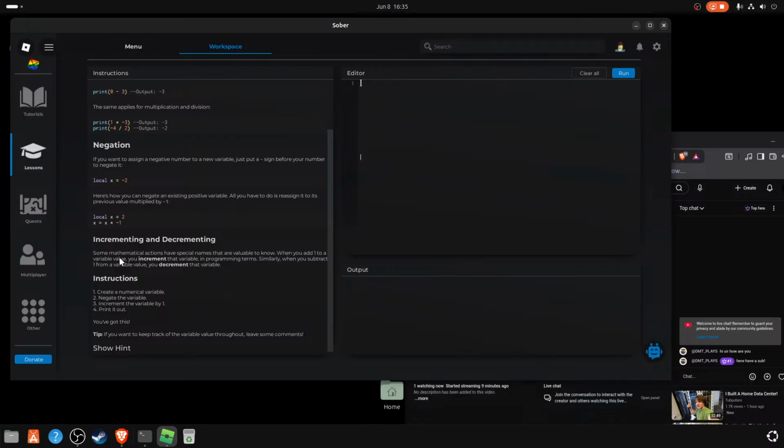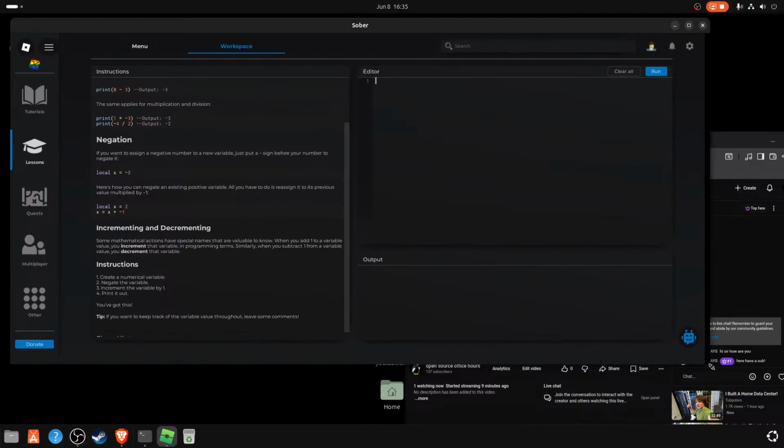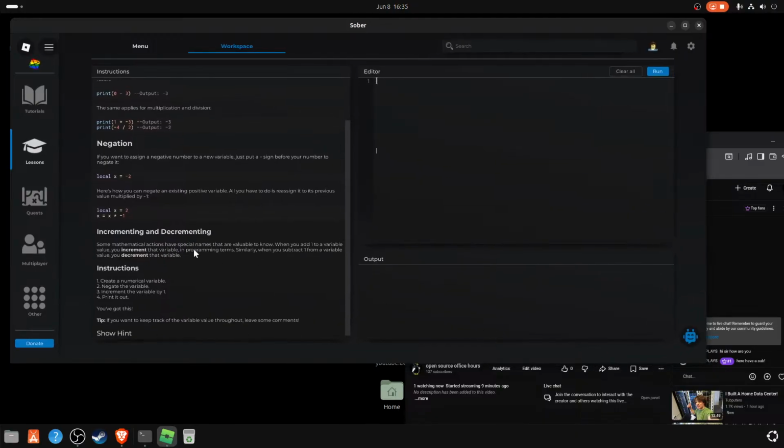Incrementing and decrementing. Some mathematical actions have special names that are valuable to know. When you add 1 to a variable, you increment that variable. Similarly, when you subtract 1 from a variable, you decrement that variable. I don't know if I've heard it used this way.